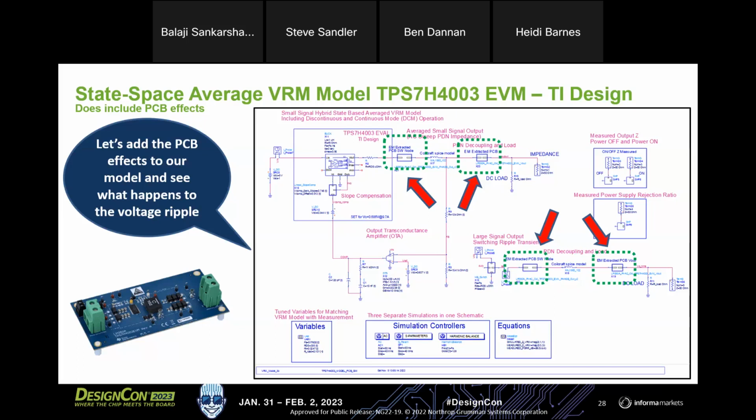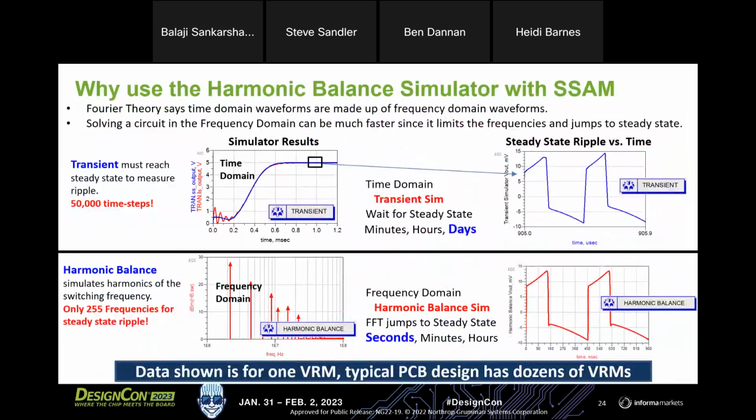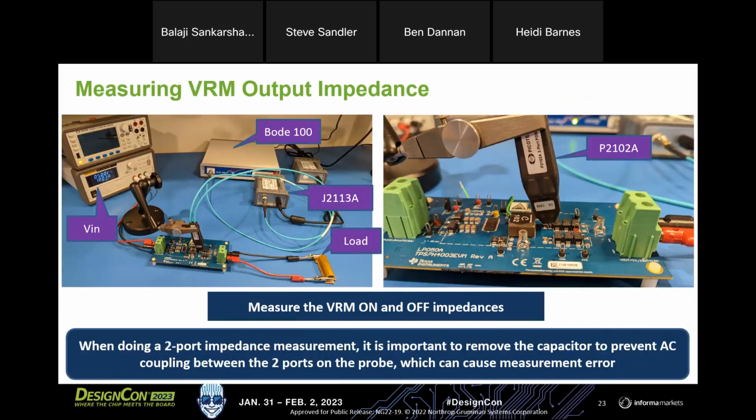So I see a question on the chat. Could you go over how output impedance measurements are made? What is an on and off measurement? I think that's a classic Steve Sandler question, the on and the off output impedance. Yeah, it is. So I'll take that one.